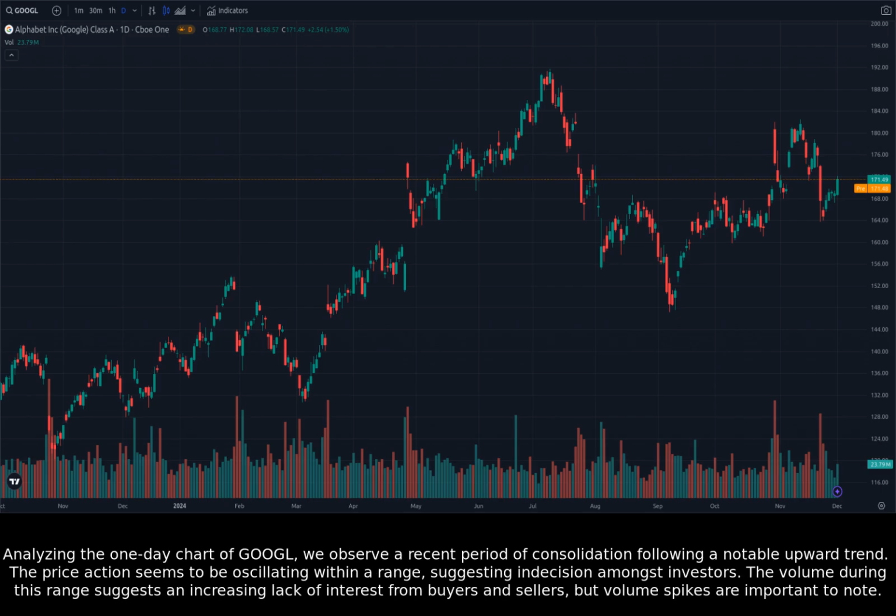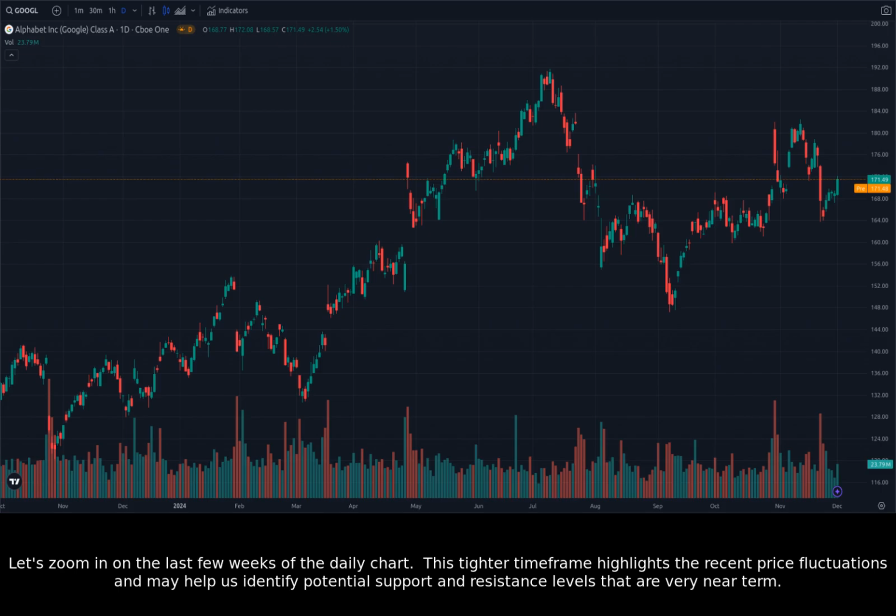Analyzing the one-day chart of Google, we observe a recent period of consolidation following a notable upward trend. The price action seems to be oscillating within a range, suggesting indecision amongst investors. The volume during this range suggests an increasing lack of interest from buyers and sellers, but volume spikes are important to note. Let's zoom in on the last few weeks of the daily chart.